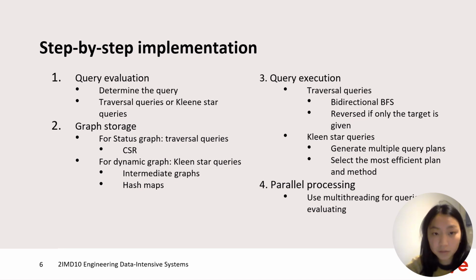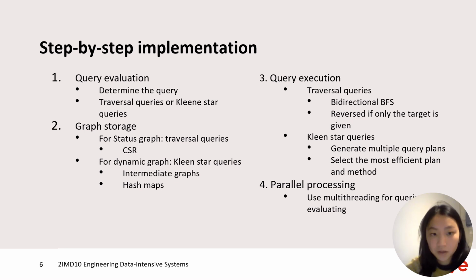For our second step, we need to decide on the graph storage format based on the query type. For static graphs, or graphs that don't change over time, we can use the CSR format, and this is efficient for traversal queries because CSR allows us to store the graph compactly and we can access the edges efficiently. And then for the dynamic graphs, these are the graphs where the nodes and edges can change over time, so we use intermediate graphs for it, and we are also going to use hash maps. This strategy is usually for handling the clean start queries.